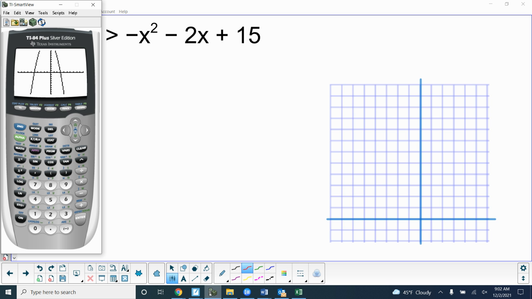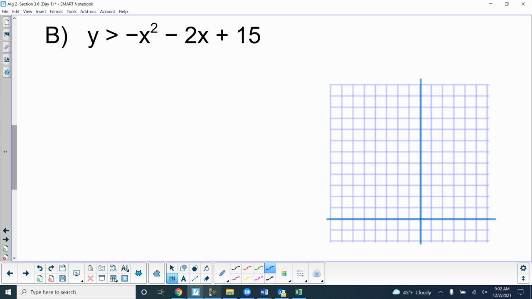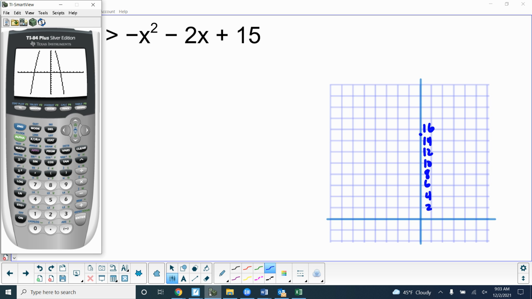So, if we went by 2's on my picture here, on my y's, 2, 4, 6, 8, 10, 12, 14, 16. At 15, halfway between, there's my y-intercept, okay? I could try to figure out my vertex, or I could go to my table and probably figure out what the vertex is. I like to make it look symmetrical.